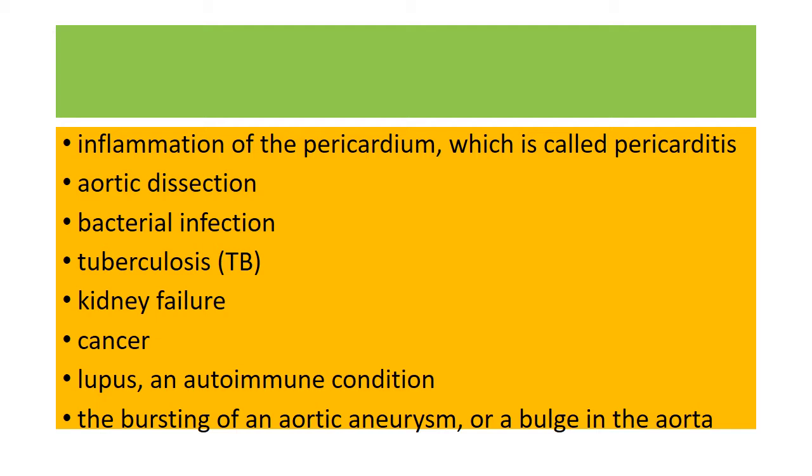Aortic dissection is when an injury to the innermost layer of the aorta allows blood to flow between the layers of the aortic wall. Other causes include any bacterial infection or tuberculosis, kidney failure, even cancer, lupus or any autoimmune condition, and the bursting of an aortic aneurysm, or bulging in the aorta.